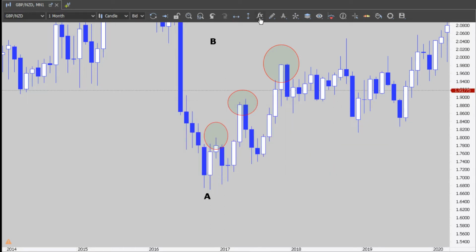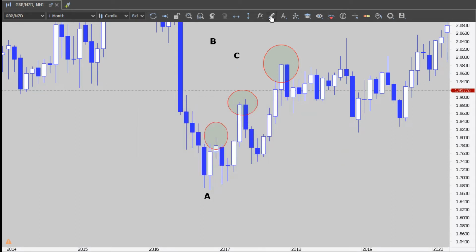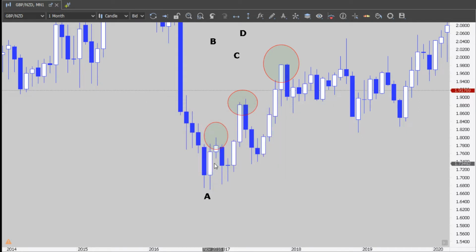A, B, C, D. We are going to have the B, then we are going to have the C, like this, and then we are going to have the D. A, B, C, D, and then we are going to adjust. I mean, we trained yesterday.